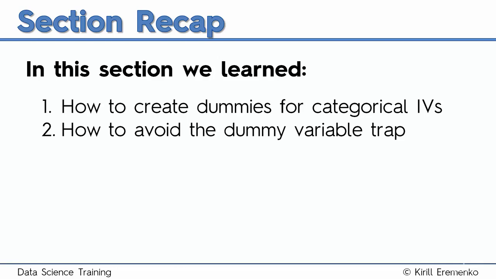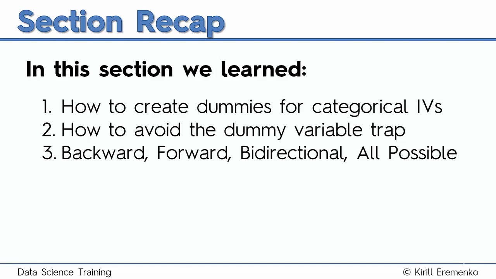Number 2 was how to avoid the dummy variable trap. Remember that for any set of dummy variables for one given categorical variable, you can't use all of these dummy variables. You have to always omit one. Otherwise, your model won't work and you'll fall into the dummy variable trap. We don't want that to happen. So just remember that always use n-1 dummy variables for any given set of dummy variables.